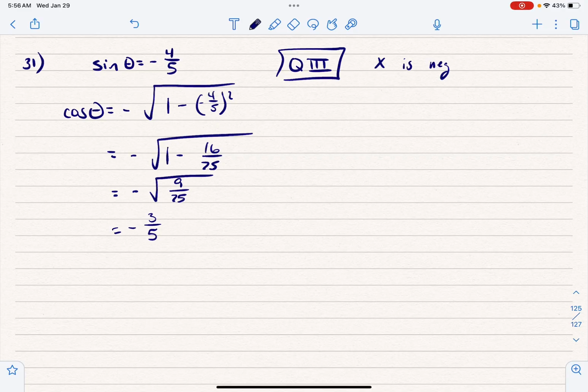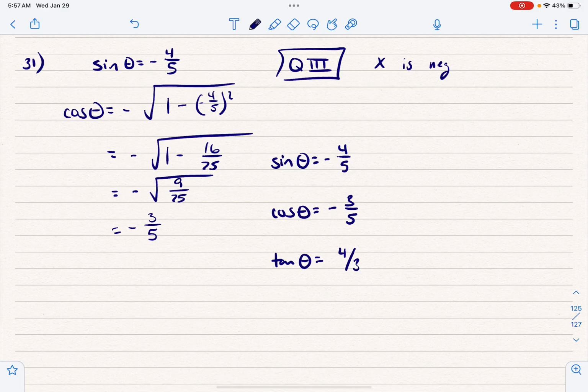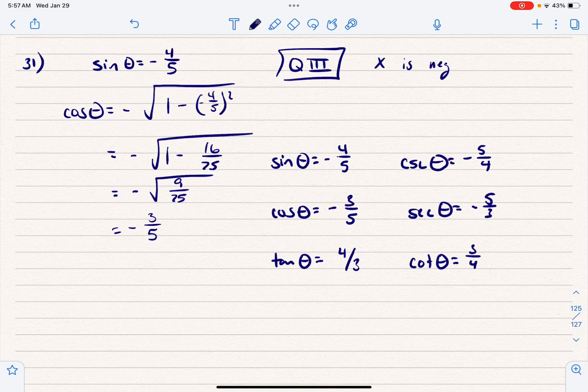So I go down the list and say, well, sine theta was negative 4/5. Cosine theta is negative 3/5. Tangent theta, the negatives cancel out, and you just get 4/3. Cotangent theta is equal to 3/4. Secant theta is equal to negative 5 over 3. And cosecant theta is equal to negative 5 over 4. Okay, these are this easy. All right, let's keep rolling.